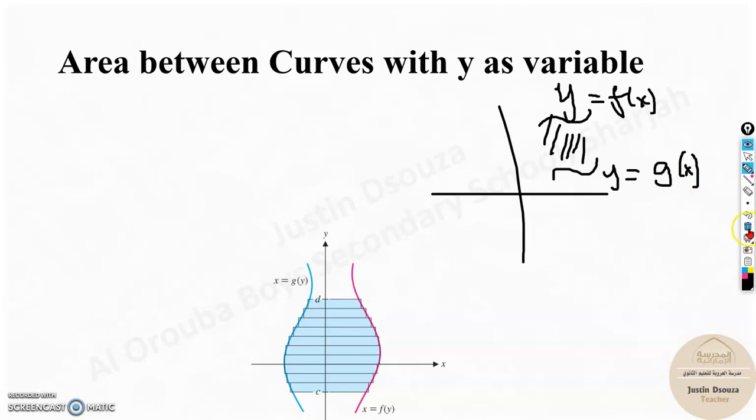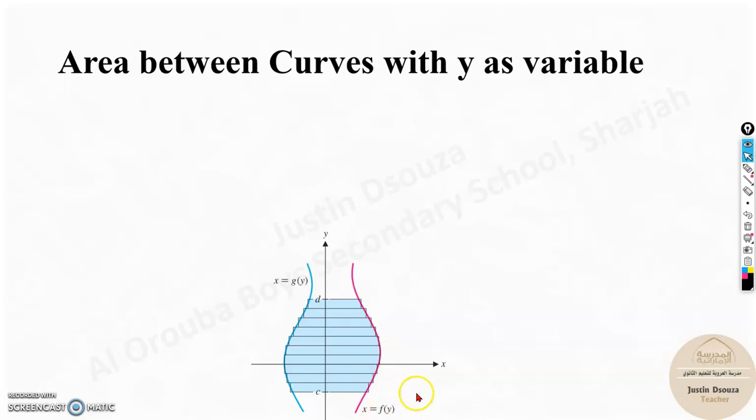But now look over here. We are finding the area between them, but it is x equals f of y and x equals g of y. The variable, the changing part is y over here. So this is the function. I would ask you to pause the video and think about the formula which we will use now. You can try pausing the video now. I will continue. I hope some of you at least thought about a formula.